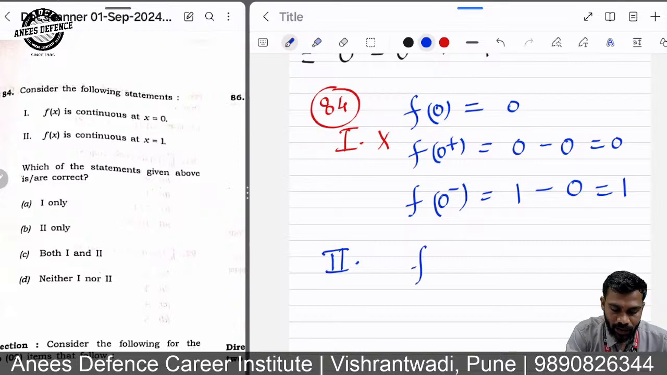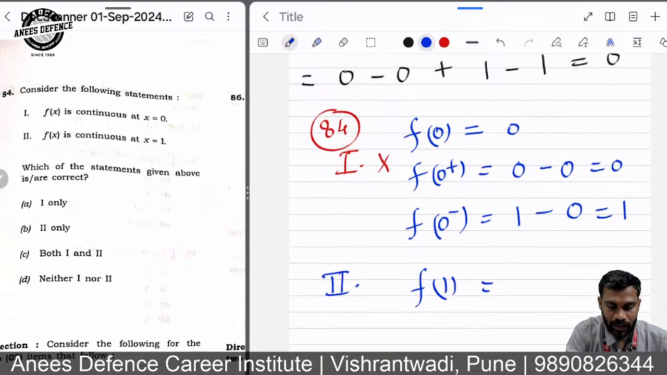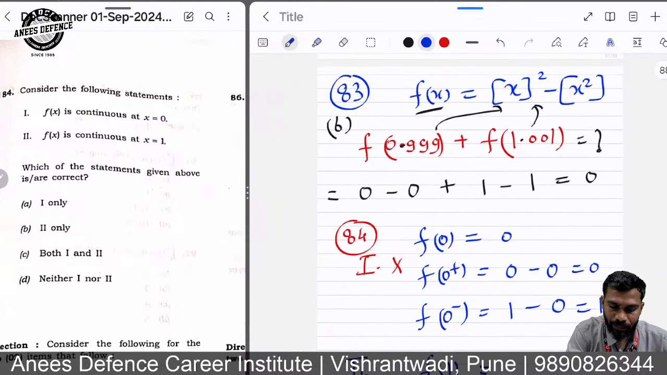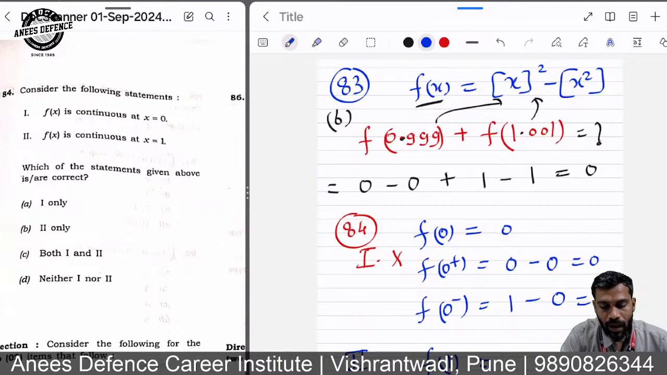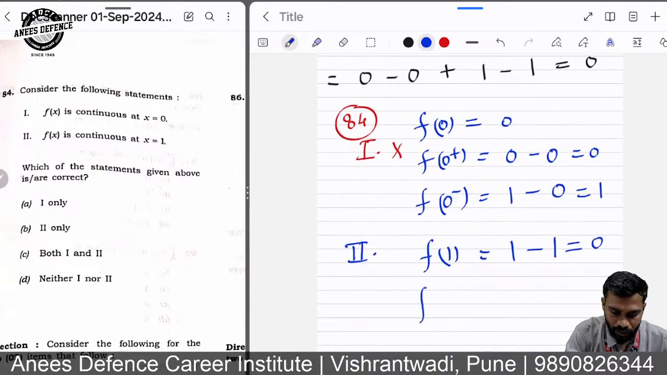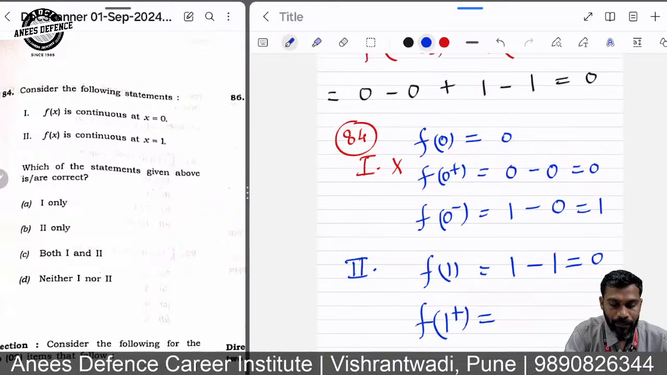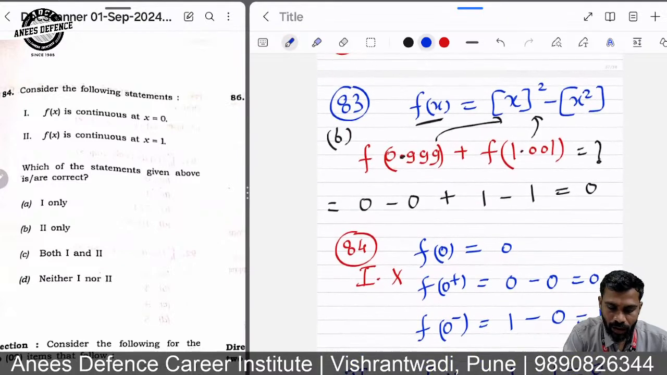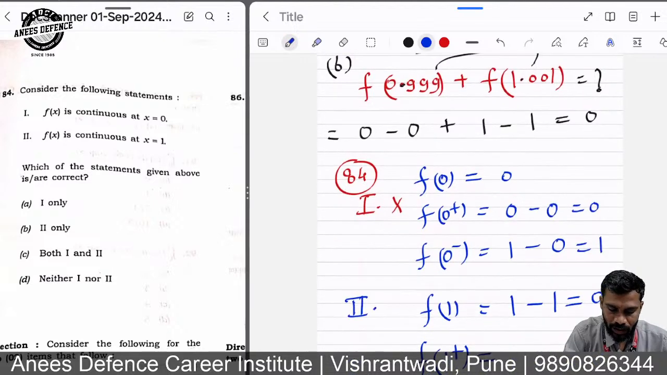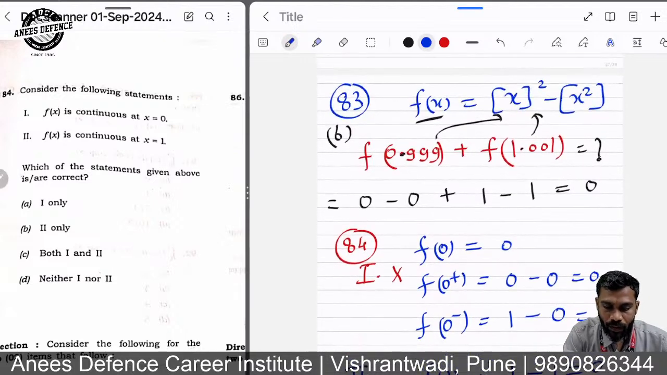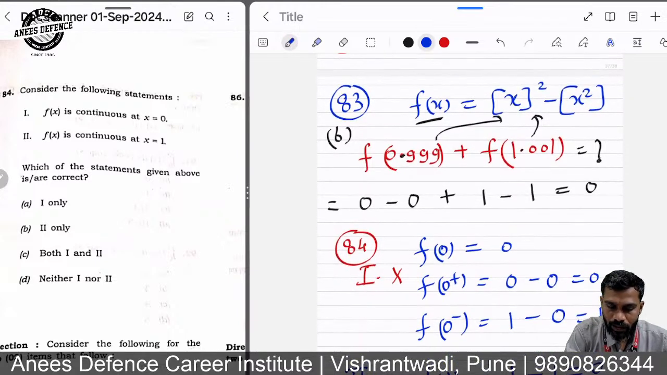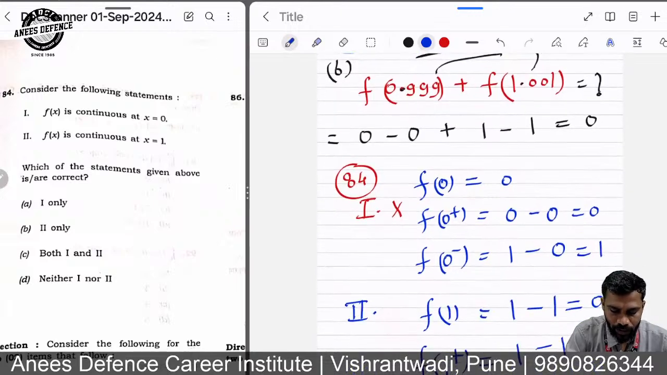Okay. Now, second statement. At x is equal to 1. Let us find out the value of the function at x is equal to 1. So, you will be getting 1, GIF of 1 is 1 and 1 square is 1 minus 1 square GIF again. GIF of 1 square will be 1. So, 1 minus 1 was 0. Let us try to find out 1 plus, RHL at x is equal to 1. So, at 1 plus you will be getting 1. 1 square is again 1 minus 1 plus whole square will be again more than 1, right? That will be 1 only. GIF will be 1. So, 1 minus 1, 0.